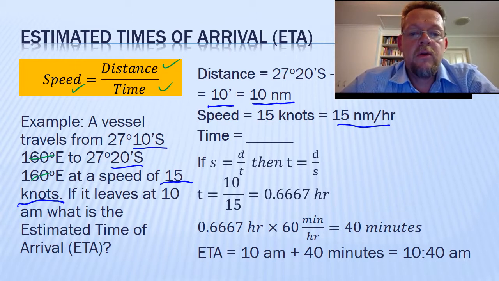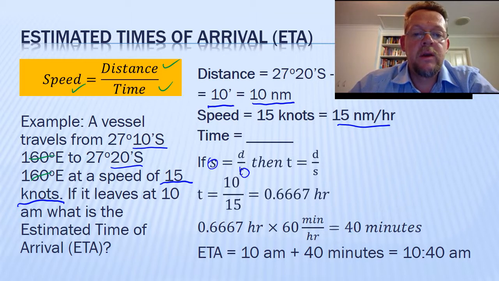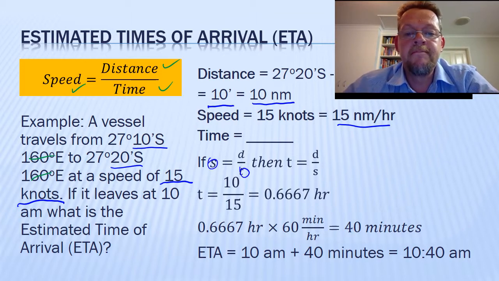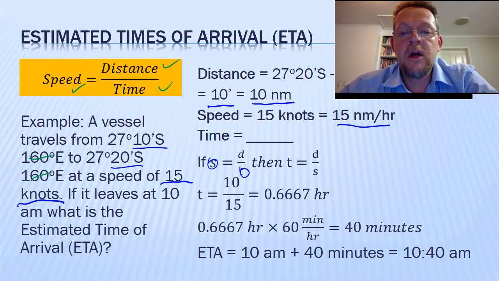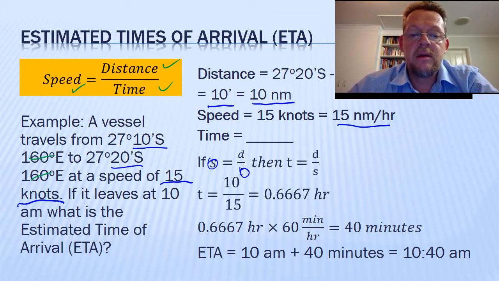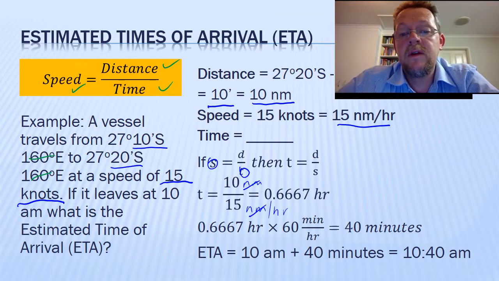So the question is going to ask you, what is the time? So we need to rearrange the strategy. So there's a logical way to rearrange this. So if speed equals distance over time, then this one and this one can swap places in this sort of formula, and therefore time should just equal distance over speed. So I know the time. No, I don't know the time. I know it's 10 nautical miles over 15 knots, which is nautical miles per hour. So that's left with 10 divided by 15, which is 0.6667, or 2/3 of an hour.